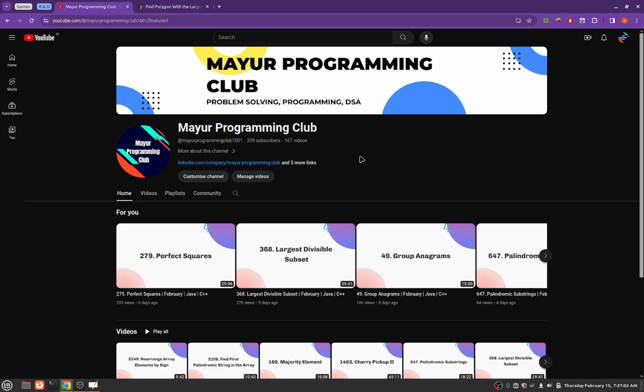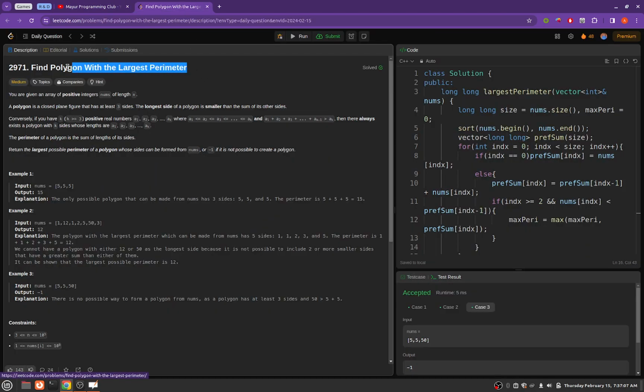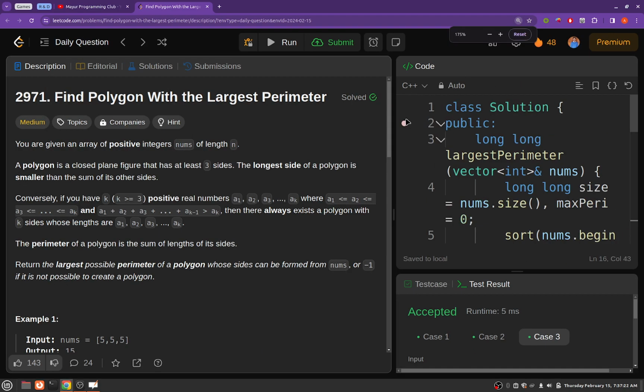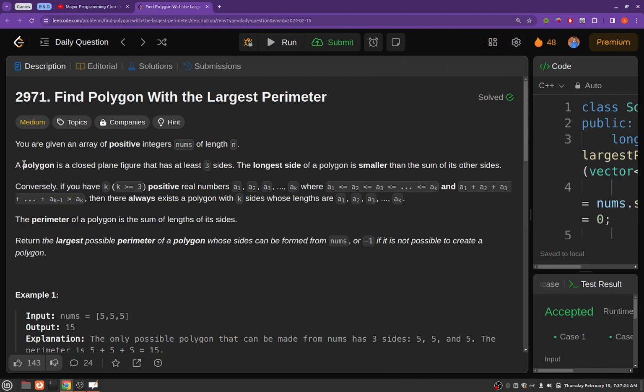Today we will be solving another daily Leetcode problem, and the problem's name is find the polygon with largest perimeter. So the problem statement goes like this. You are given an array of positive integers of length n. A polygon is a closed figure that is having at least 3 sides, and the longest side is smaller than the sum of all other sides.